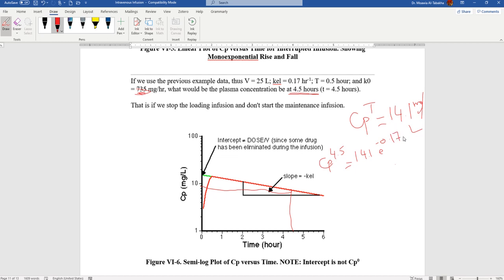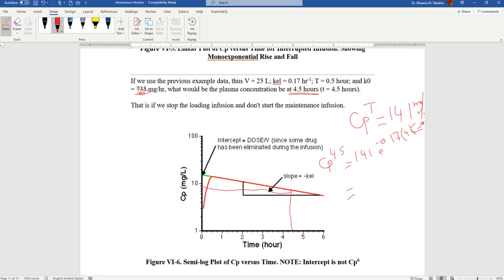What do I write here? T minus T capital, because T capital is half an hour and I need it at 4.5 hours. It means it's 4 hours from the stopping of the infusion. So here I will write 4.5 minus half an hour, and this will give you the following.